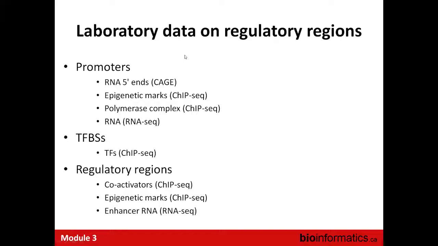There's also a lot of ChIP-seq data. ChIP-seq data can generally fall into one of two categories. It can tell you where epigenetic marks are, so things like histone modifications, and it can also tell you where, in this case, RNA polymerase 2 itself is located. So it can tell you that, as well as where transcription factors and transcription factor binding sites are, and where various proteins like transcription factors, co-activators, and so on are found in regulatory regions as well.